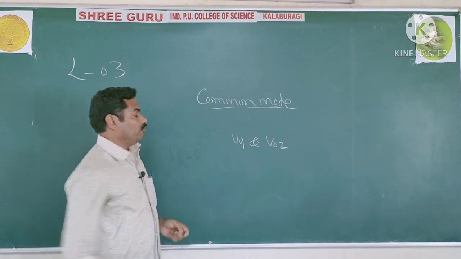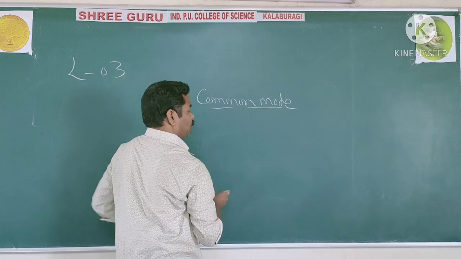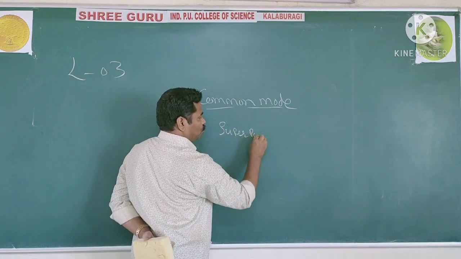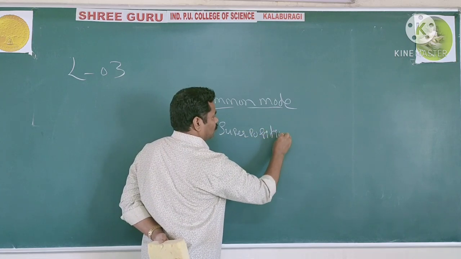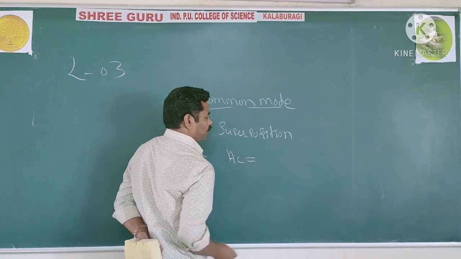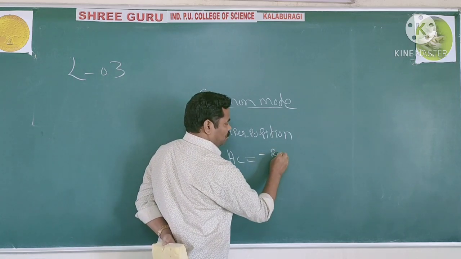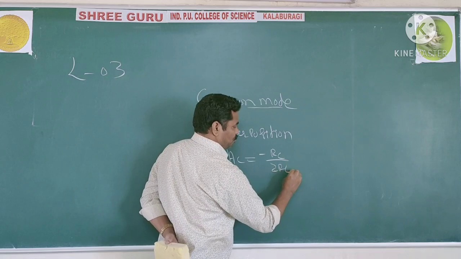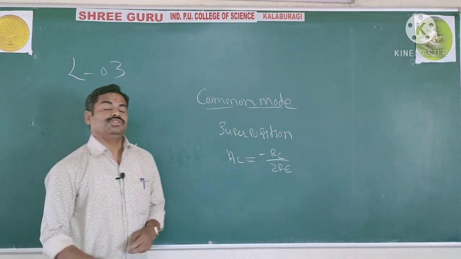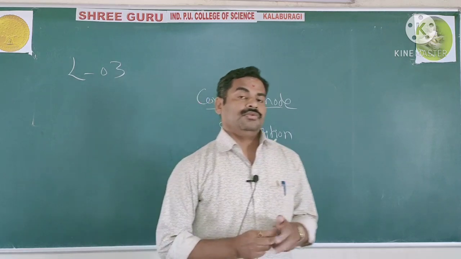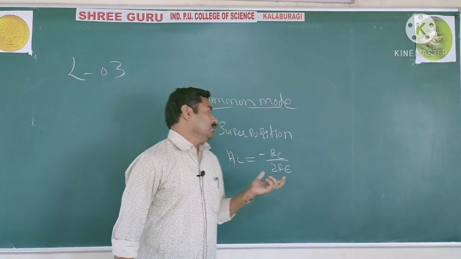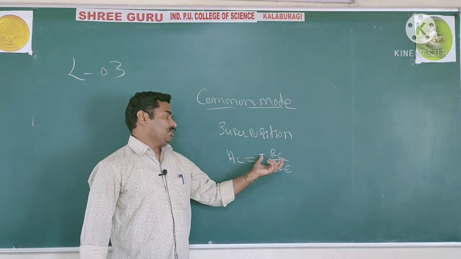And also finally, if you apply the superposition theorem, then what happens? The AC equals minus RC by 2R. As I said, theoretically you get 0, the common mode gain is 0, but practically you get minus RC by 2R.